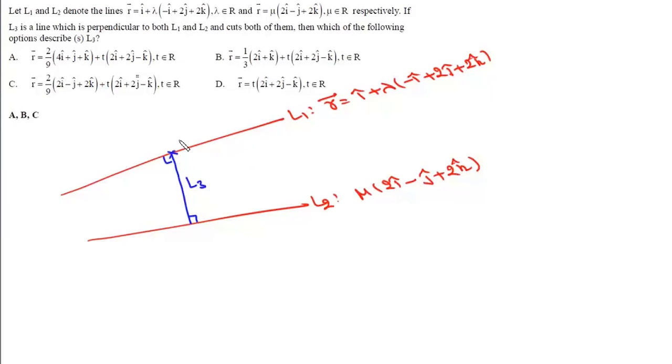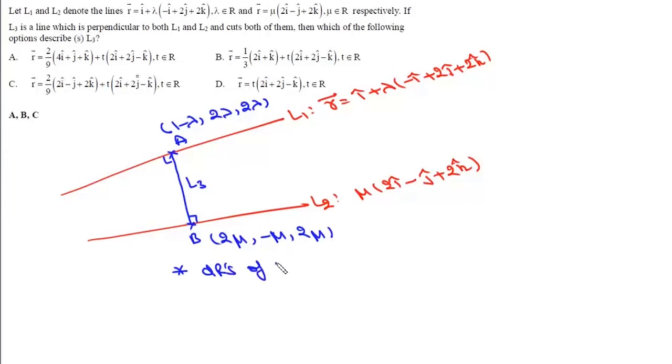Now what we'll do is we'll write this point as A and this point as B. Now this A lies on this first line. We can write it in terms of parametric coordinates. So it'll be 1 minus lambda, 2 lambda and 2 lambda, and this B in terms of mu. So it'll be 2 mu, minus mu and 2 mu. Now we can write direction ratios of AB. Now direction ratios of AB will be 1 minus lambda minus 2 mu, 2 lambda plus mu, and 2 lambda minus 2 mu.